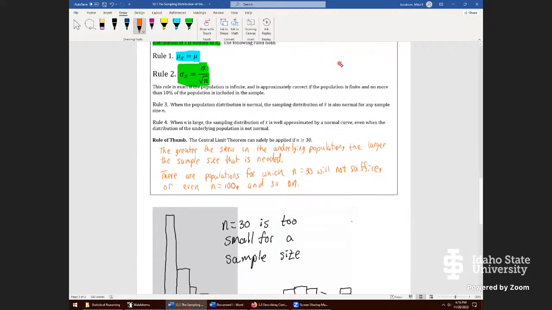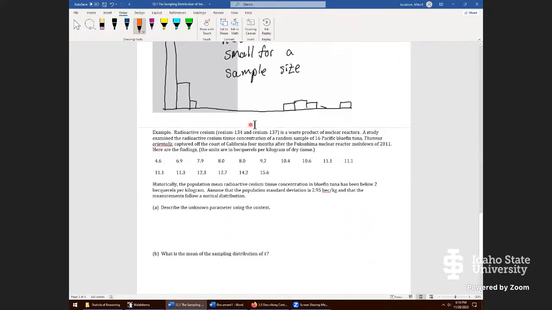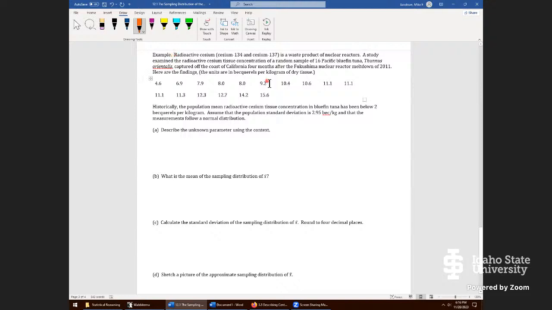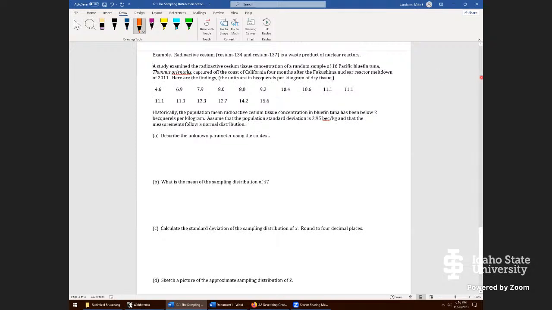Okay, so down below, here's our new example. We've seen this data before, but now we can do a little bit more with it instead of just looking at graphs and things like that. For a reminder, let's read through it just to refresh our memory. It says, radioactive cesium, cesium-134-137, is a waste product of nuclear reactors. That looks like it's context, so let's go to a page break here.